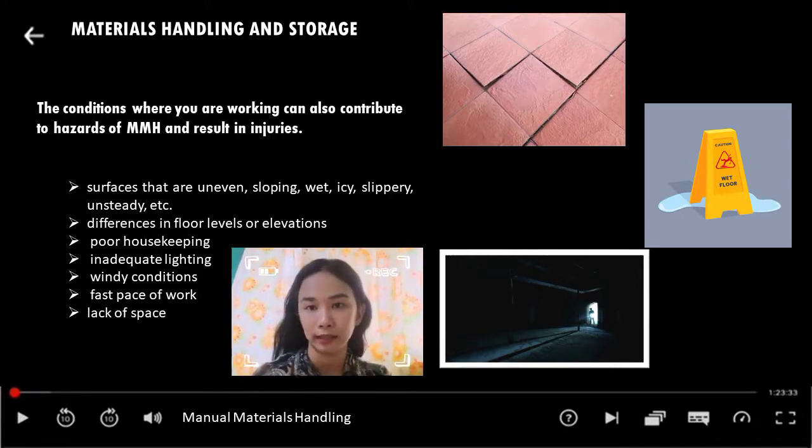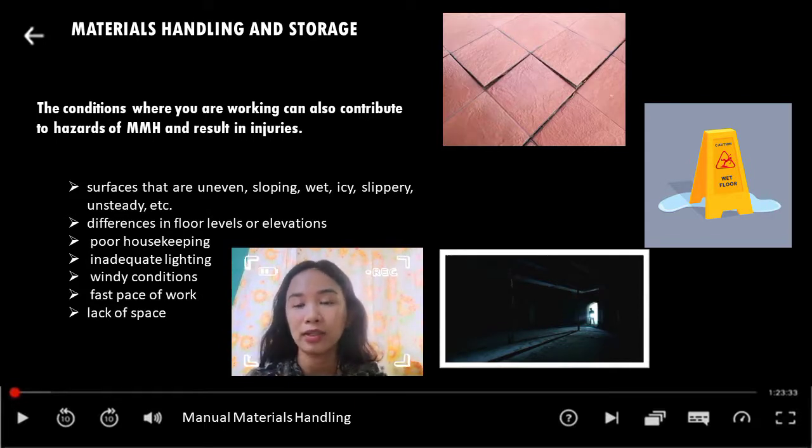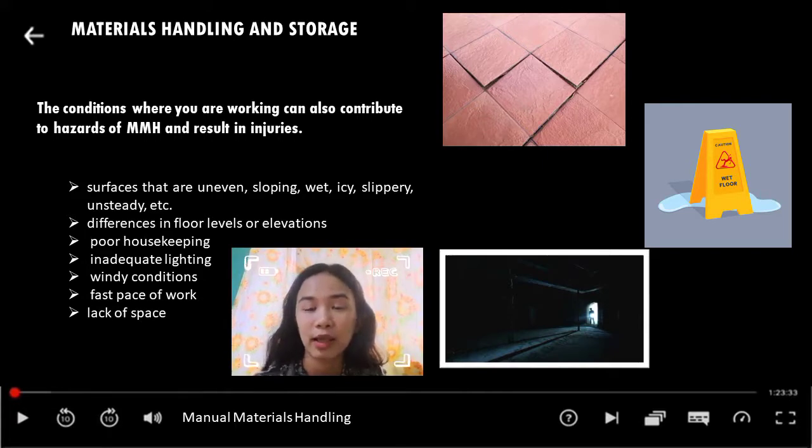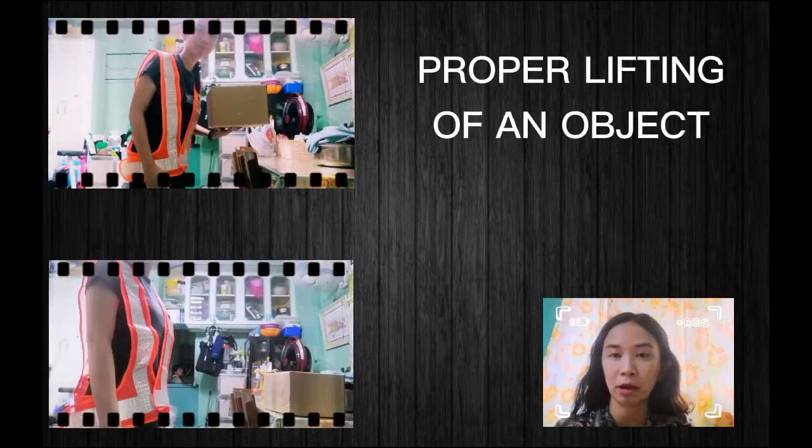Next is inadequate lighting. Too much or too little light can strain our eyes and cause eye discomfort and headache. That's why the lighting of our workplace should be just right to avoid dizziness. Next is windy conditions. Eye injuries from dust and debris in the air may reduce the visibility of the worker. Lastly, fast pace of work, an environment where things happen very quickly and activity is continuous throughout the day. We all know that accidents frequently happen when things go fast and the worker forgets to think about safety anymore. Now let's proceed to the demonstration of proper lifting of an object.